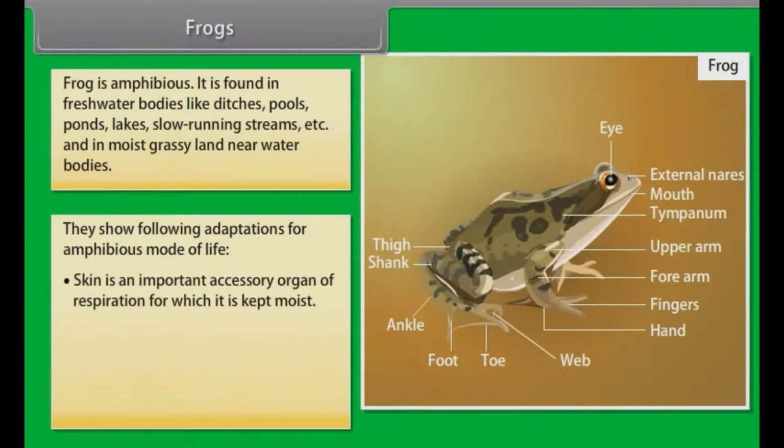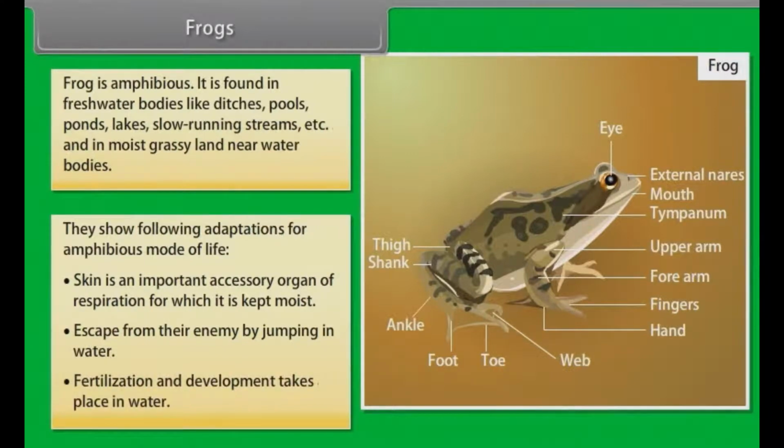Skin is an important accessory organ of respiration, for which it is kept moist. They escape from their enemy by jumping in water. Fertilization and development take place in water.